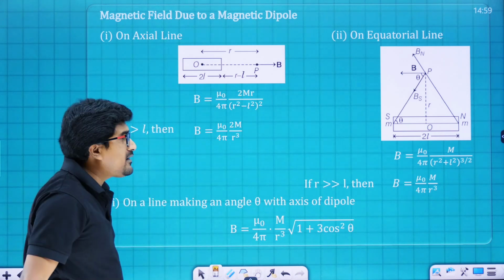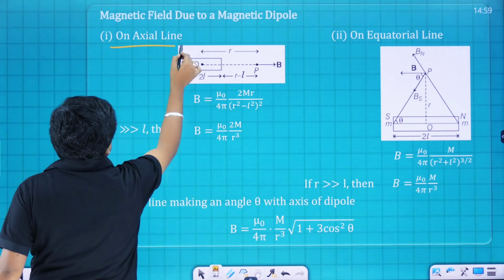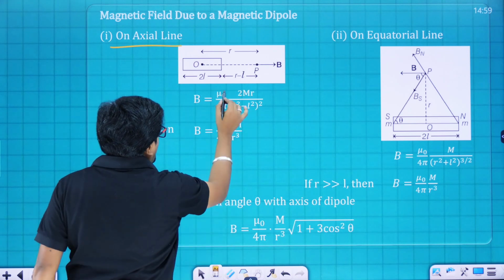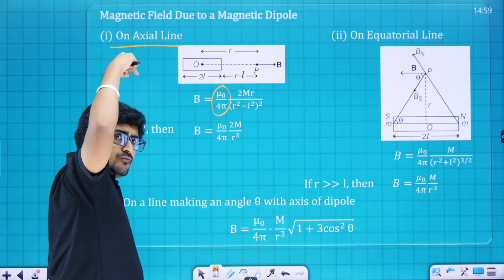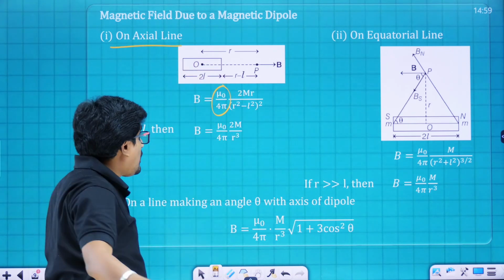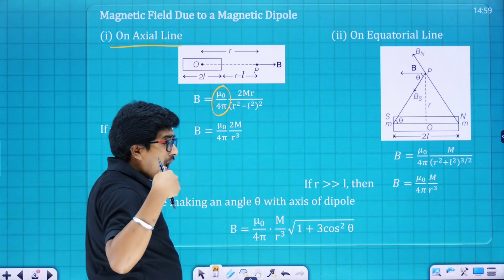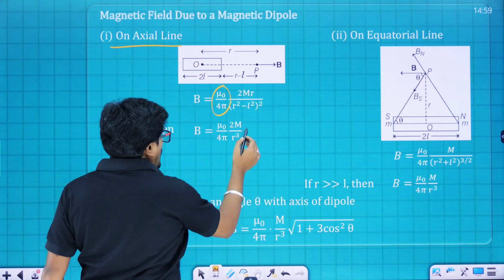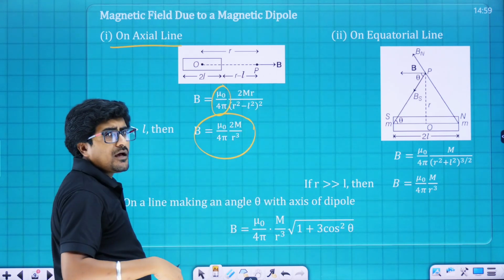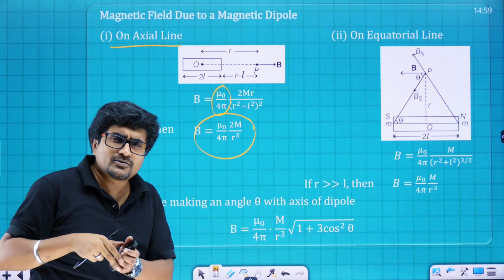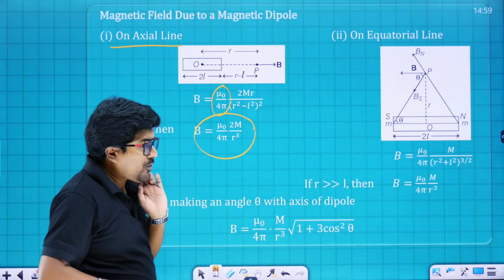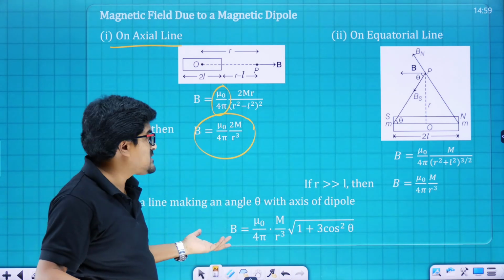The same thing is coming here as well. If you consider it along the axial line, instead of 1 divided by 4 pi epsilon naught, here you have mu naught by 4 pi. Instead of 2p by r cube, the only difference is it's going to be 2M by r cube. So 1 divided by 4 pi epsilon naught is replaced by mu naught by 4 pi, and p is replaced by capital M. That is the only difference.